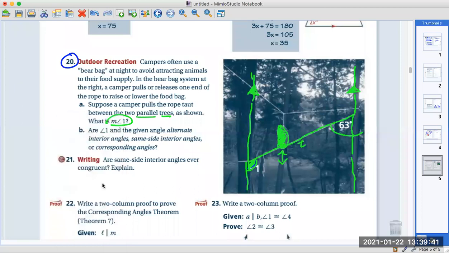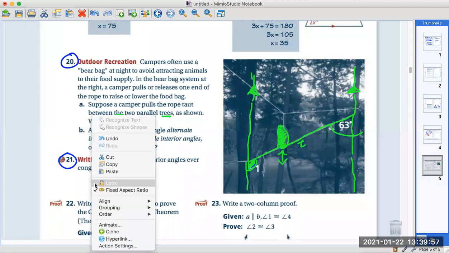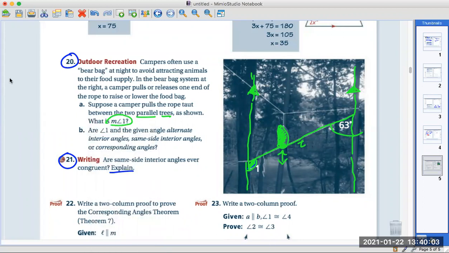And then I have a writing question. Why did I pick that? Are same side interior angles ever congruent? Explain. Think about it. I talked about that on the very first page. And that's it. You guys have good luck with this, please. Make sure you finish it before you come to class next week.